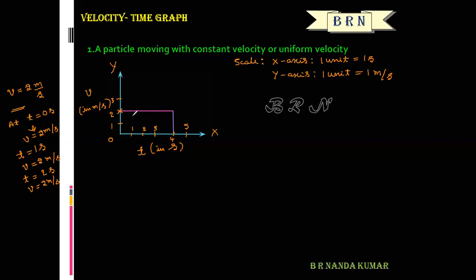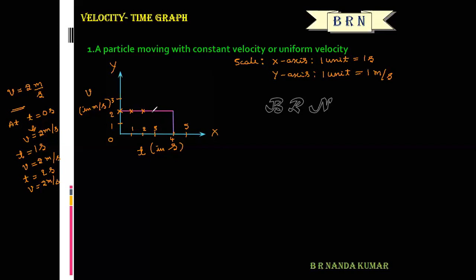And at 1 second, what is the velocity? The velocity is the same, 2 meter per second. In the graph, what is the point? That is (1, 2). That means along the x-axis the value is 1, along the y-axis the value is 2. After 1 second, that is at time t equals 2 second, the velocity is constant again, 2 meter per second. So this is (2, 2). Along the x-axis the value is 2, along the y-axis the value is constant, that is 2.